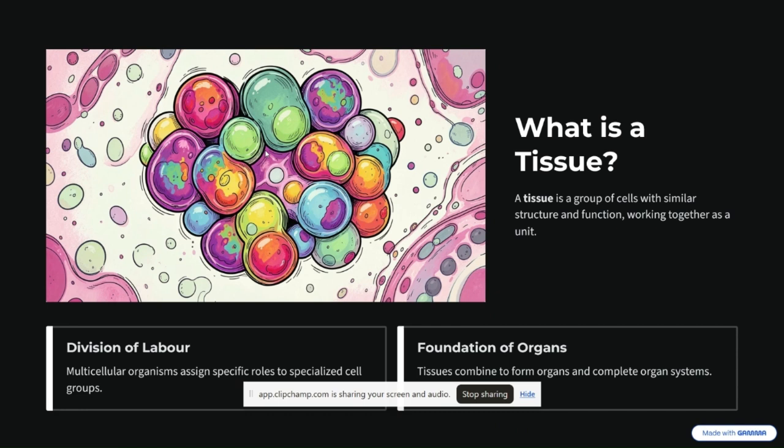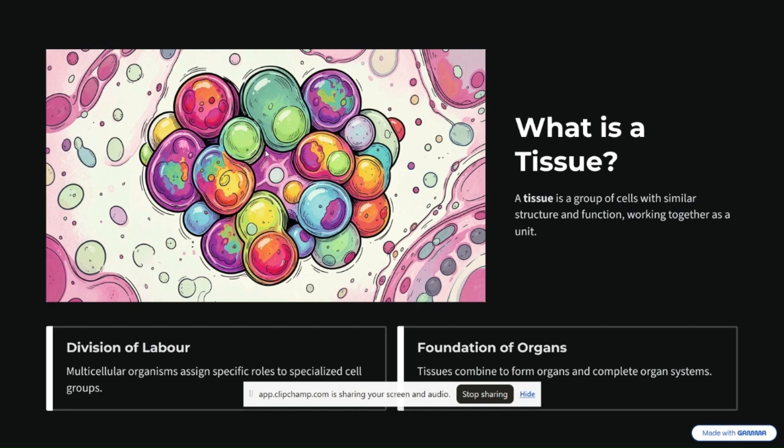What is a tissue? A tissue is a group of cells with similar structure and function working together as a unit. So here the question arises: what is a cell? Cell is the structural and functional unit of our life. Cell is the basic part of our life. When we combine similar cells and they are doing a specific function, we call them tissue. Here you can see the image of tissue.